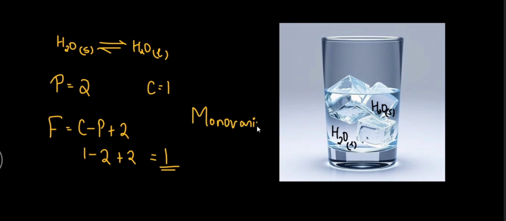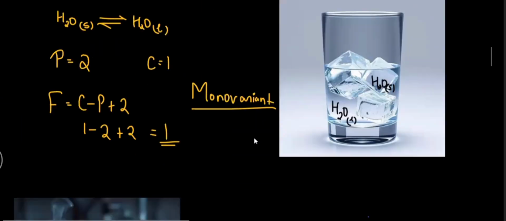Now, if the system is monovariant, it indicates that either temperature or pressure or composition would be required to define this system. Okay, now let us move on to the next example. Now, what is happening over here? You can see the glass of water is kept on a gas burner. Now the water is being heated.